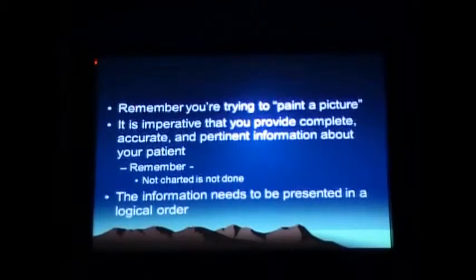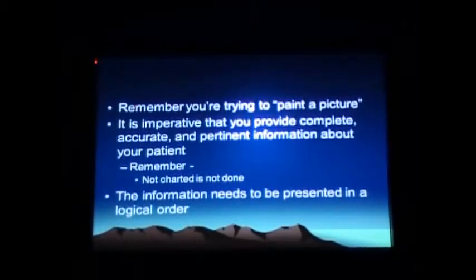I've already stated it, when you're going through this, you're trying to paint a picture. The best opportunity that you have is in that narrative, because those check boxes and drop downs aren't going to do it for you. They aren't going to do it justice. It's really important that you provide complete, accurate, and pertinent information about your patient, keeping in mind, again, if it wasn't charted, it wasn't done.